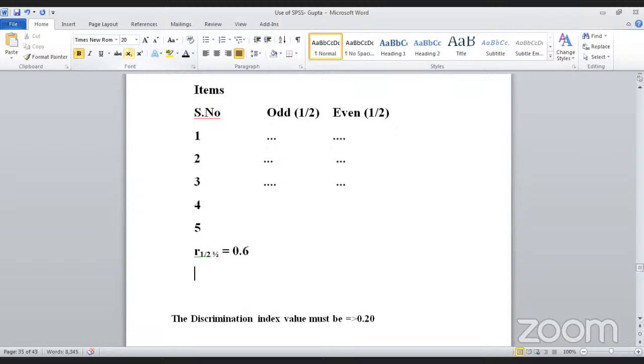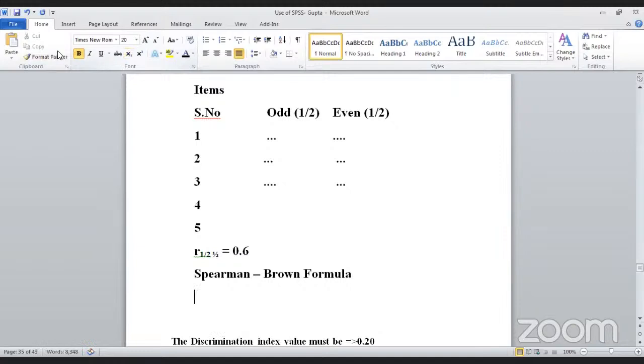So now there were two people and they gave the formula which they used to compute the split half method correlation for the whole tool. It is called the Spearman-Brown formula. So what these people did was, they said something like this.